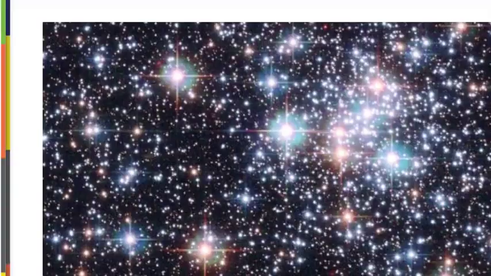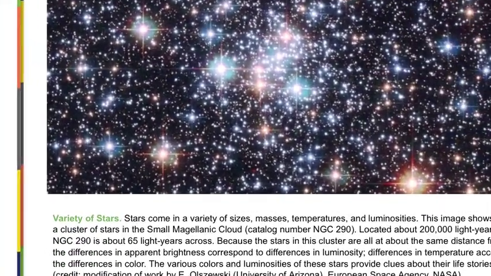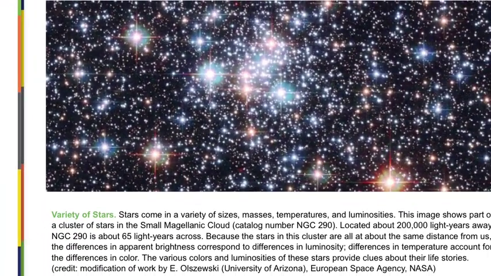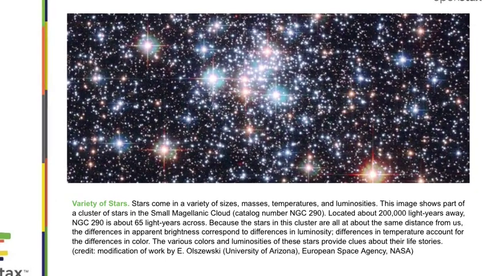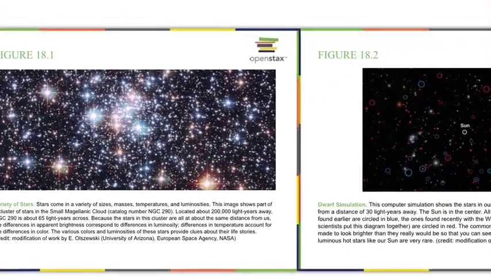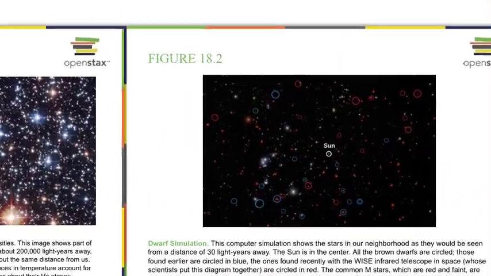So we can look at a picture. What's interesting about this picture is this is the Small Magellanic Cloud. So these are stars taken in a different galaxy, a nearby galaxy, but not the Milky Way. And so all the stars, since they're all in that galaxy, are at about the same distance, and you can see they come in different sizes and colors, roughly speaking. And so there's a lot of variety in stars. We'll be talking about that and how we know what we know as we go.